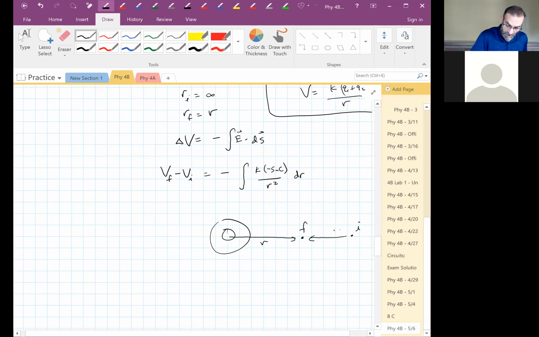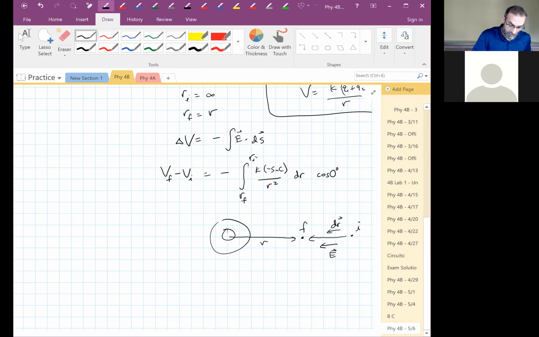We're going in this direction, but our electric field is pointing inward. So the dr and the E have an angle of 0 degrees between them. They point in the same direction, 0 degrees, so we have a cosine 0 degrees. And this is going to be our final, and this is going to be our initial, because we always put the smaller number at the bottom of that integral sign.